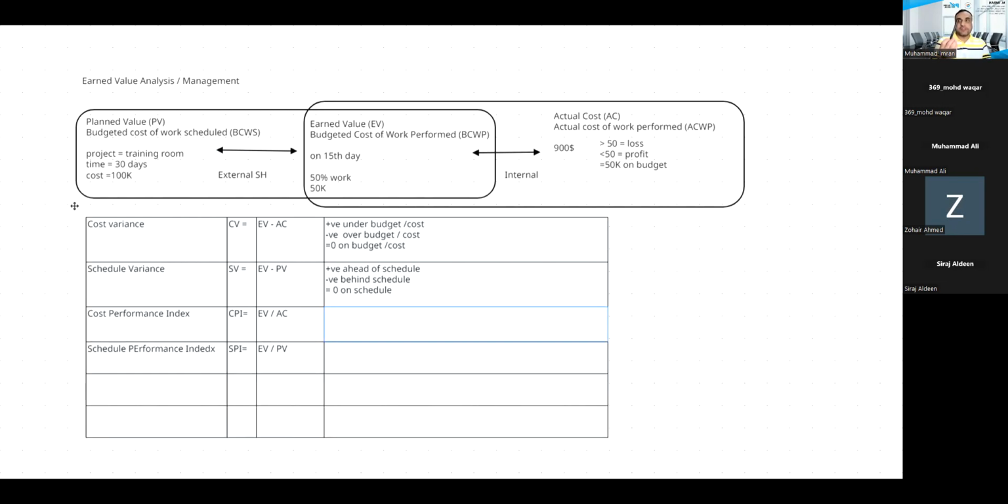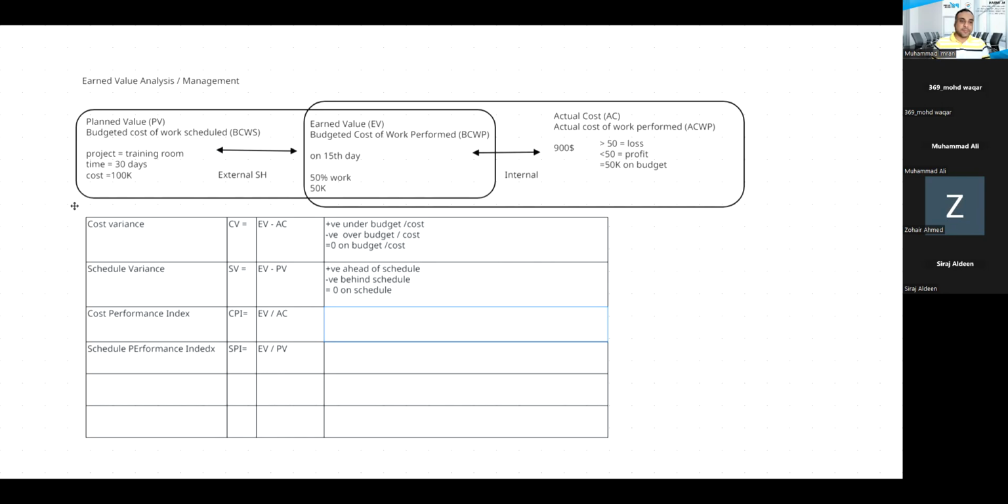If I try to explain, I have a pen. If I bought this pen for $1 and I'm selling it for more than $1, it means I am under budget, right? Yeah. So if my variable is greater than 1, it means I am under budget. If I'm selling it for less than 1, it means I am in the loss, so I'm over budget. And if I'm selling for 1, it means I am on budget.